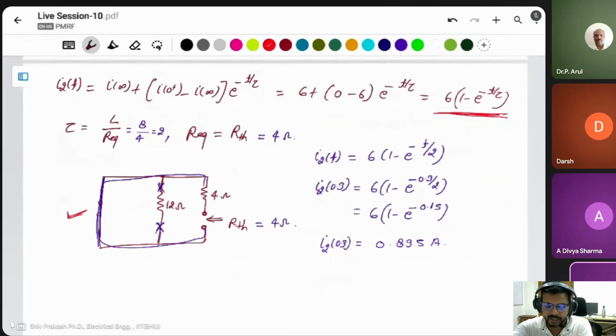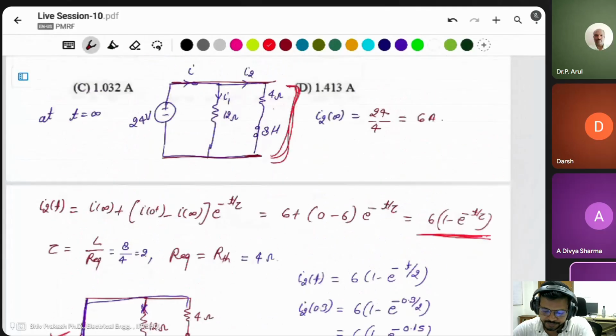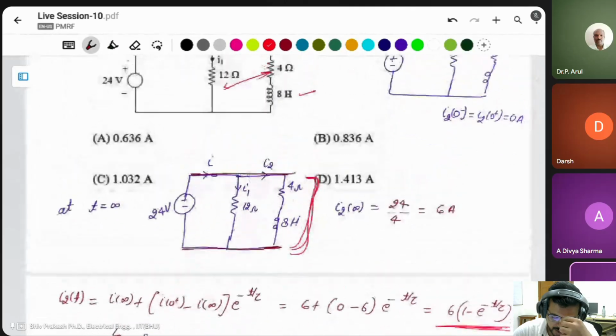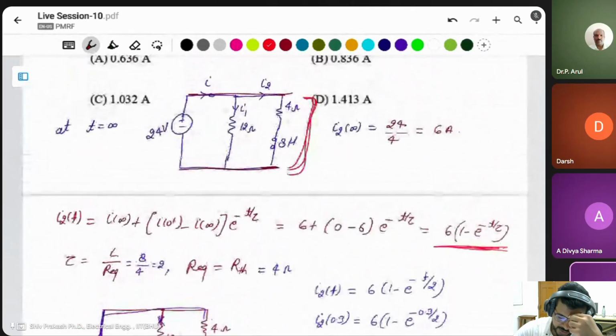It means 8 Henry is the inductor, but the resistor is more than one. In the circuit there are two resistors. But we have to make the circuit after t is equal to 0. After t is equal to 0, this circuit looks like that, and in this condition we have to find, sorry, the equivalent resistor, equivalent resistance.